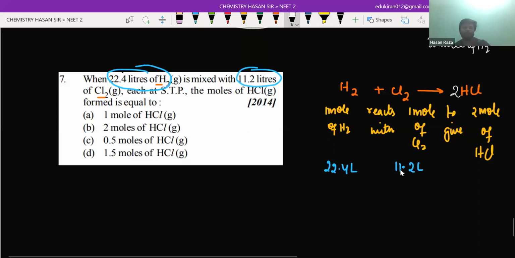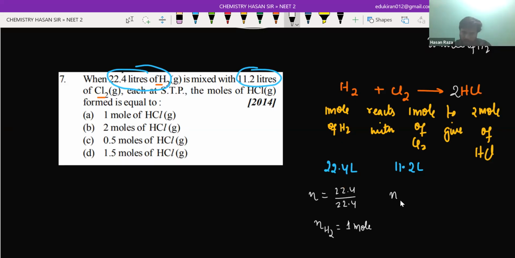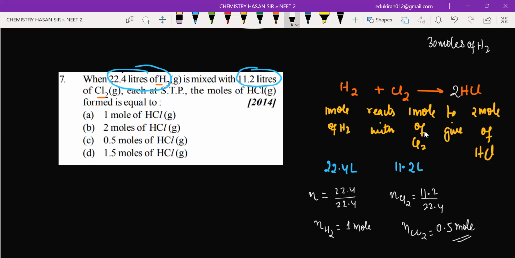Now, whatever is given, you need to first calculate the number of moles. So if you calculate the number of moles of hydrogen, 22.4 liter divided by molar volume, the number of moles of hydrogen here will be 1 mole. Accordingly, number of moles of Cl2 will be 11.2 upon 22.4, which is 0.5 or half mole. Yes or no? Yes, sir.